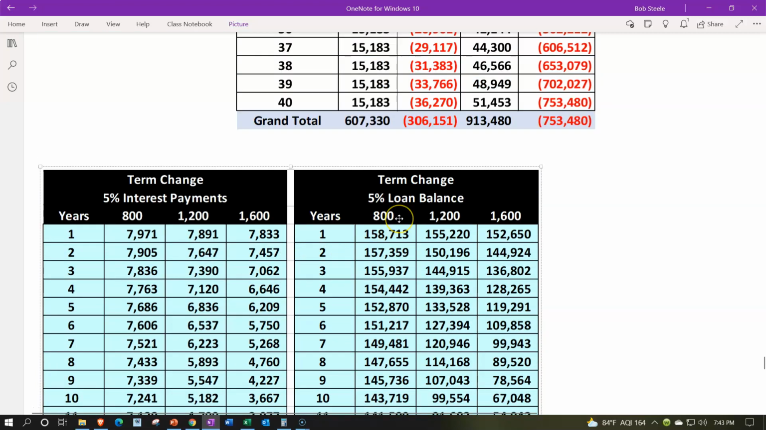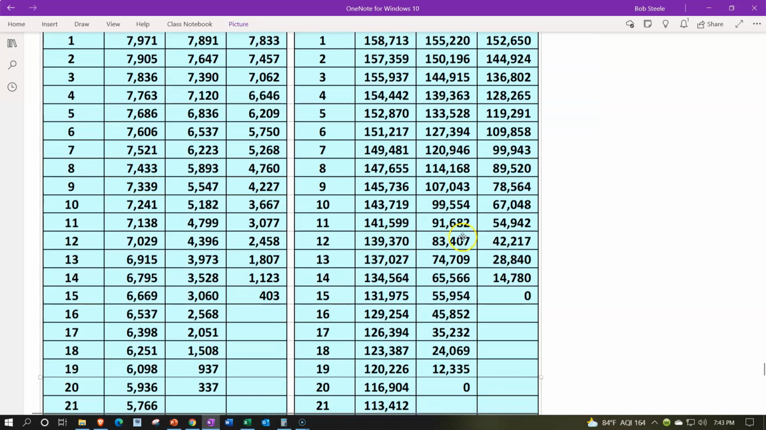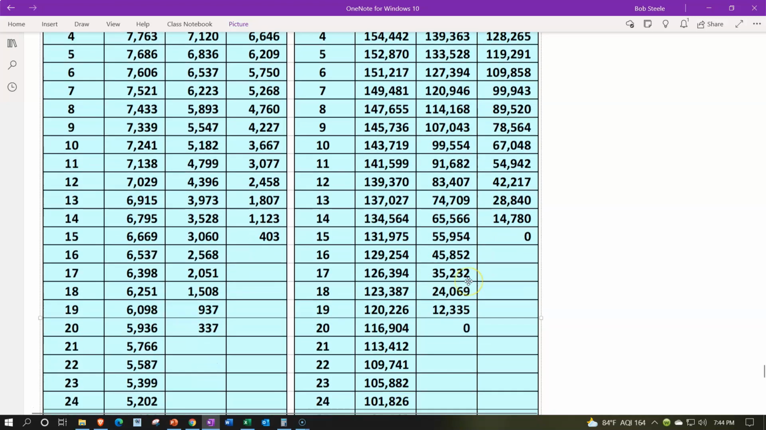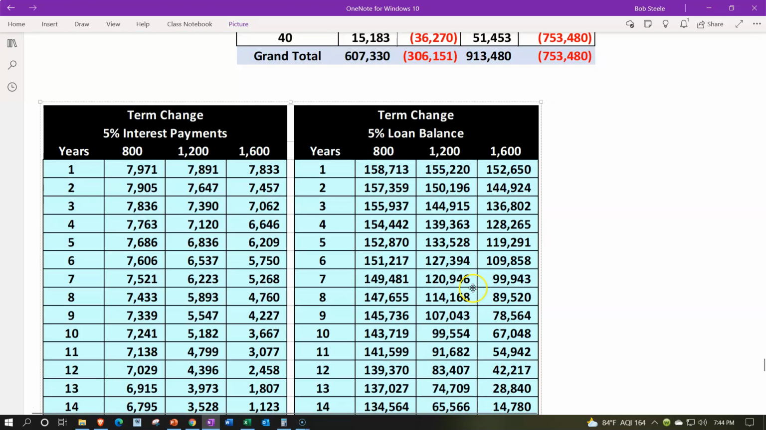We can also do that for the loan balances as we've seen in the past, looking at where we stand in terms of the loan balances. Same kind of concept, so we can do some comparisons as to where we would stand in terms of loan balances at the end of each of these basic years, comparing and contrasting these different terms.